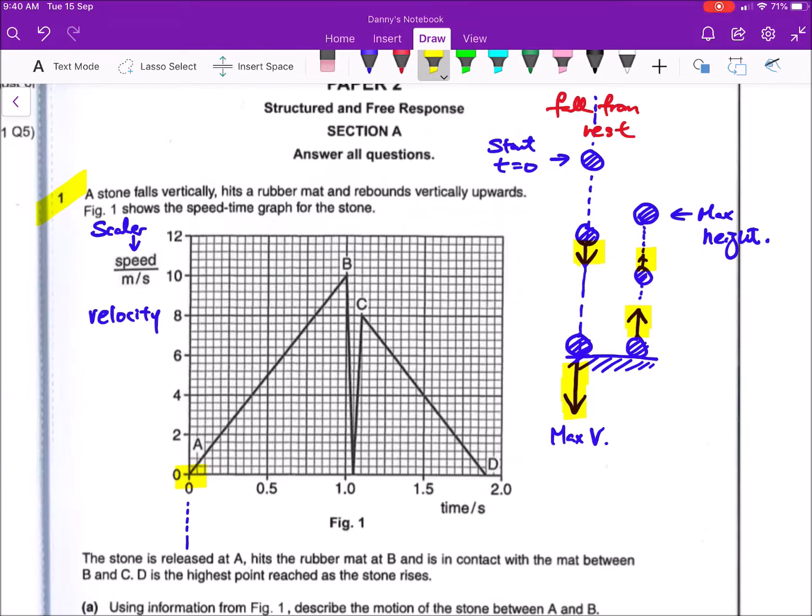But if you look at this graph, because the y-axis is speed, you would not have the positive negative. But if it is a velocity graph, then you would have positive velocity and negative velocity because of the change in direction. One is going down, it could be positive velocity, and then after that it goes up, it could be negative velocity.